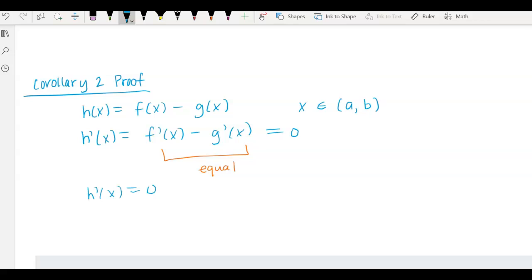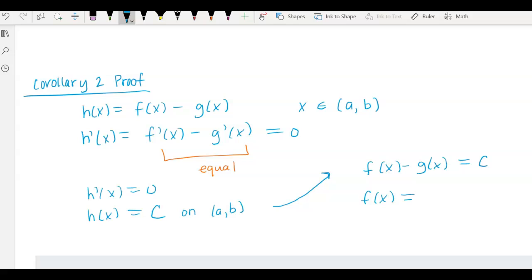But then if we apply corollary 1, we can say that h of x equals some constant. And then, kind of putting this all together, f of x minus g of x, making the exchange for h of x, is some constant. And then moving the g of x over, we get that f of x is equal to g of x plus c.